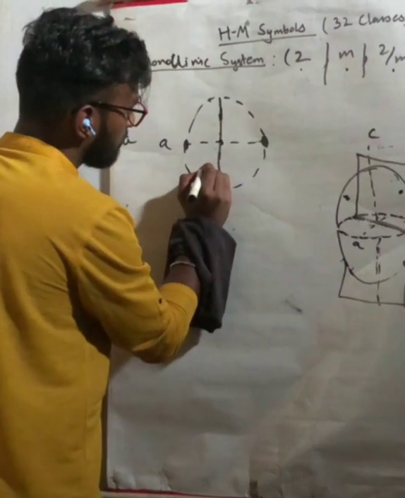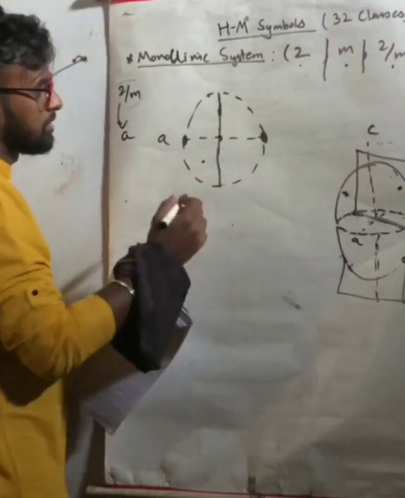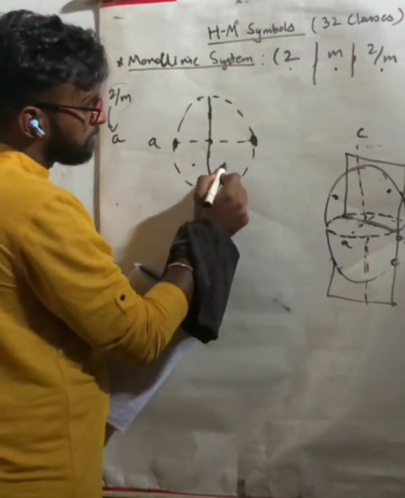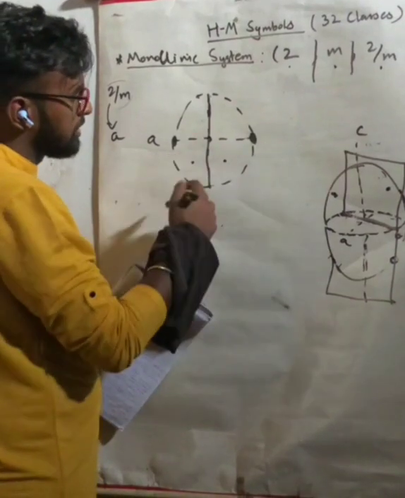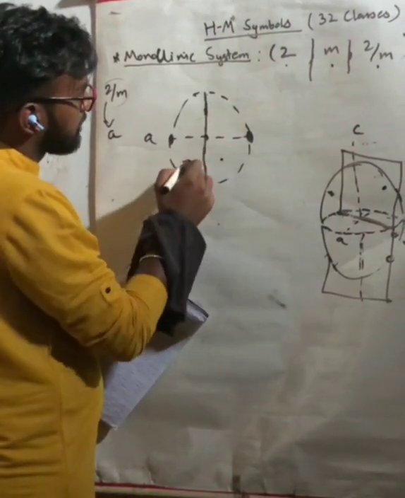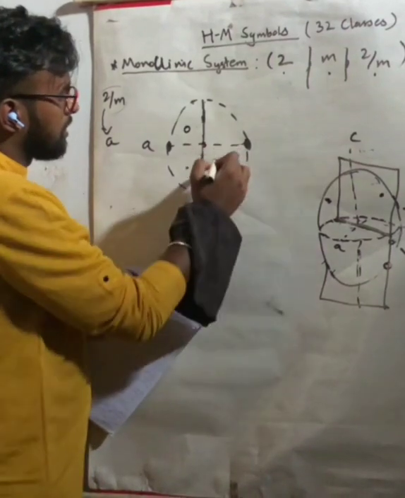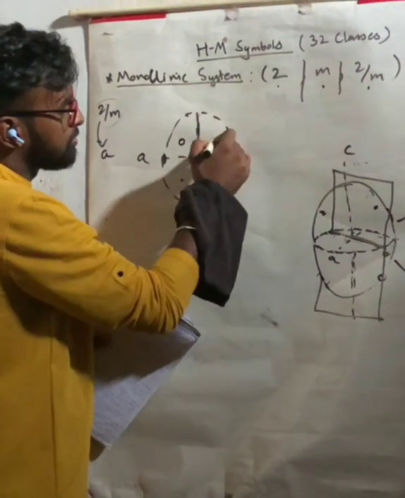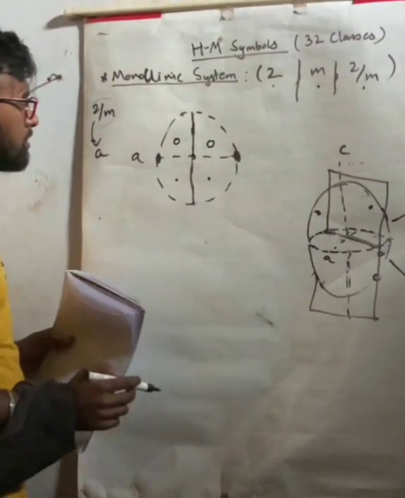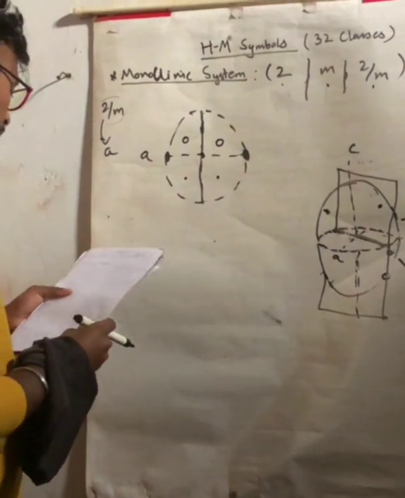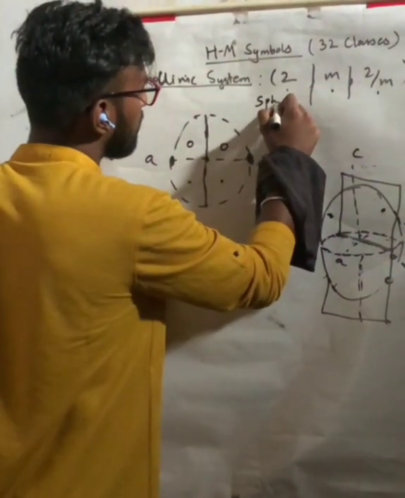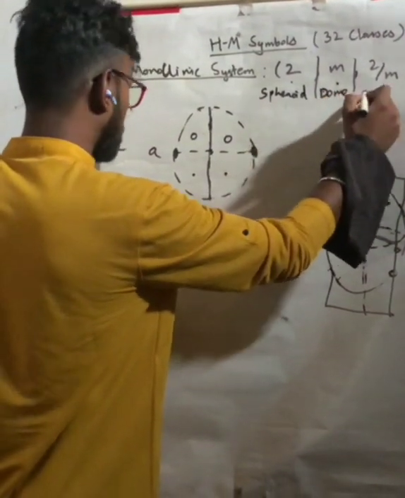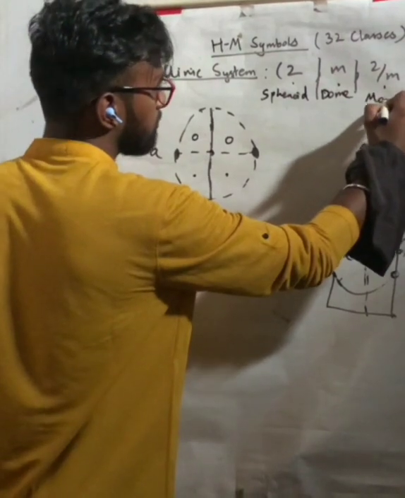If we have any element here, we will have two operations, one for the twofold axis and one for the mirror plane. For the mirror plane we have this operation as we see, and for the twofold axis we have this operation, and the same will be for this one, because this element will also have its twofold operation here. So the final will be this one. Now the names of these will be: 2 is sphenoid, m is dome, and 2 by m is monoclinic prism.